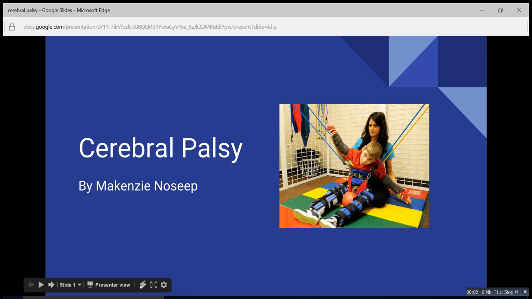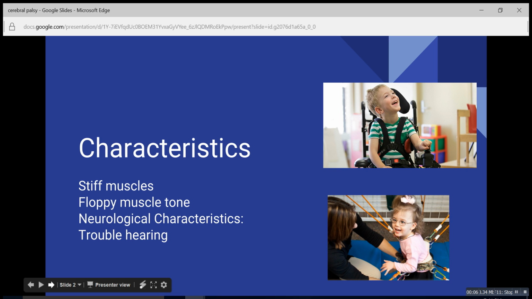Good afternoon, class. Today we'll be learning about cerebral palsy. Some characteristics of cerebral palsy are stiff muscles and floppy muscle tone, and some other characteristics are lack of coordination, delays in major milestones such as walking and talking. Some neurological characteristics are trouble hearing, seizures, and learning disabilities.